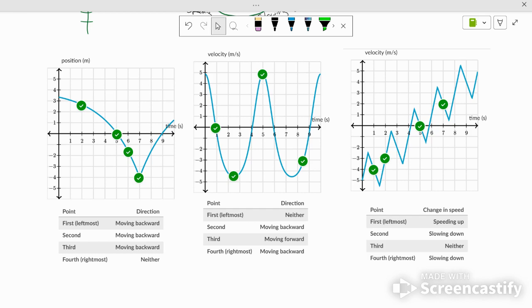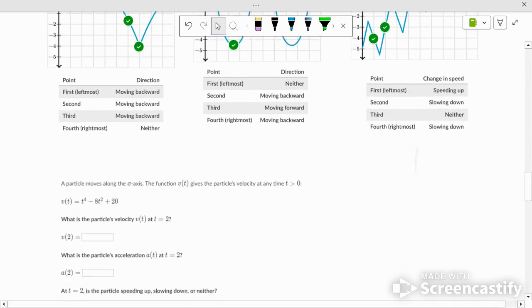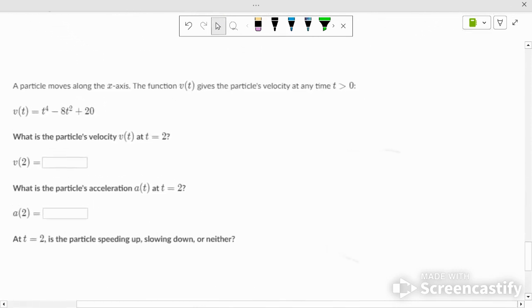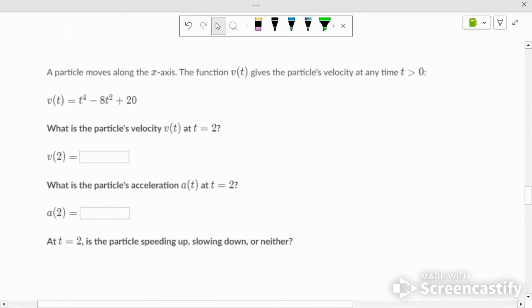So I'm getting faster as I'm moving away. I'm slowing down as I'm getting closer. I'm at zero, so I'm doing neither. And then I'm going towards the x-axis, so I'm slowing down. Okay? So you'll have velocity versus time and position versus time graphs. All right, and then we move that into word problems.